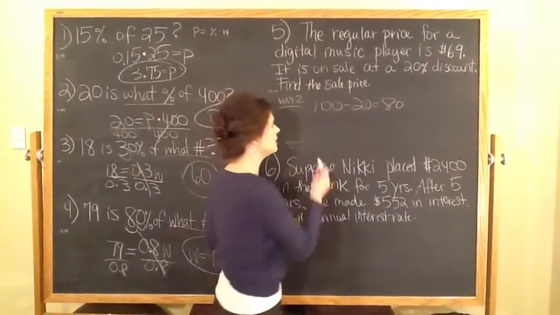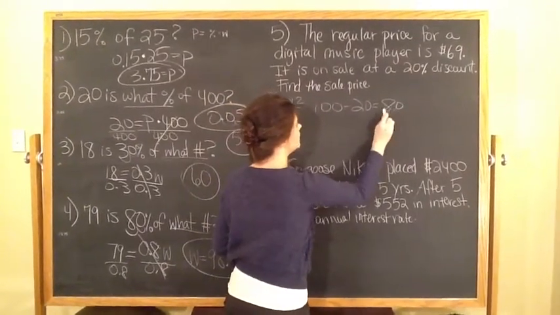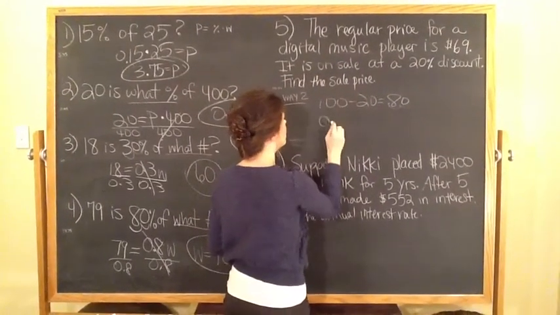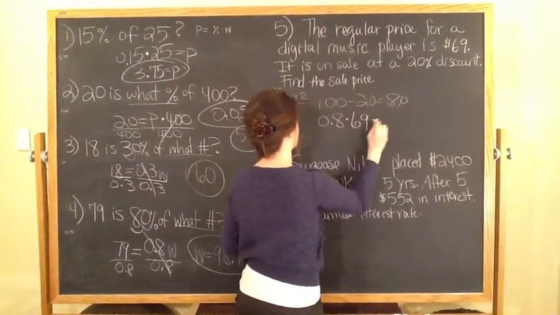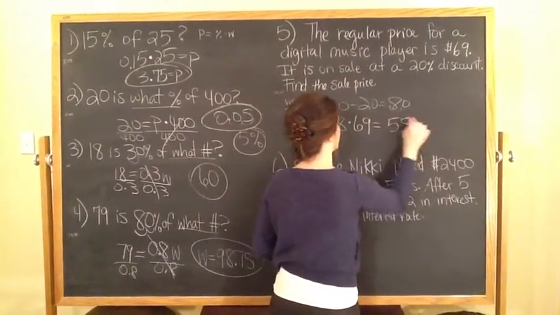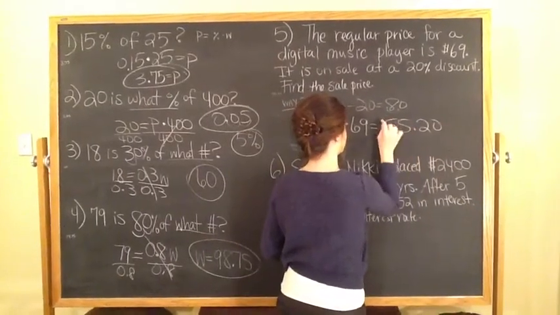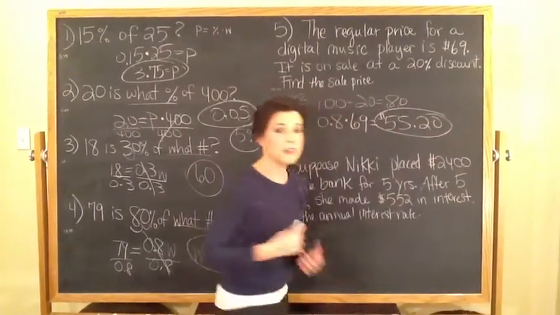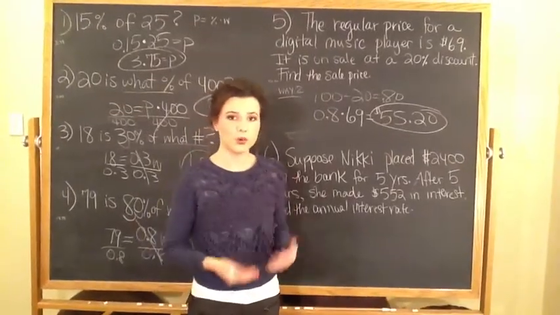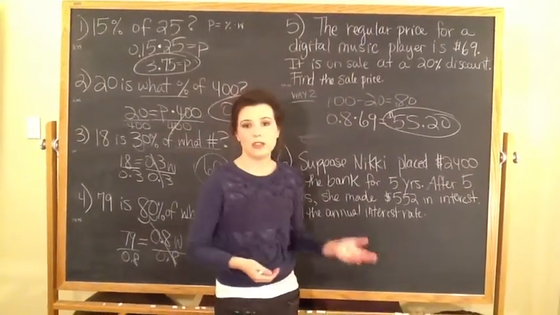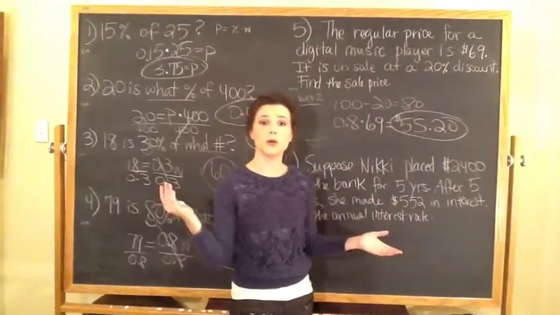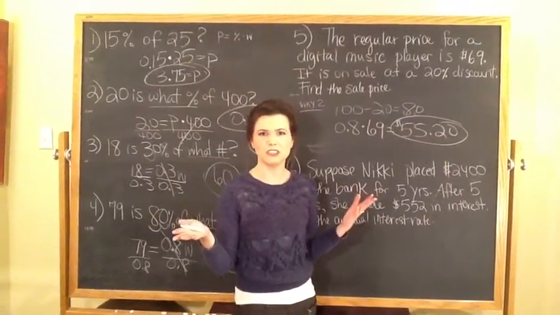So now I'm going to find 80% of the original price, and then that's going to give me my final price. So if I do 80%, which is 0.8, times 69, we're going to get $55.20, just like we did before. So either way you do it, whichever way makes most sense to you, or which way agrees with you a little bit better, you can do that way. Or you can switch back and forth if you like both ways, because it's good to do things different ways.